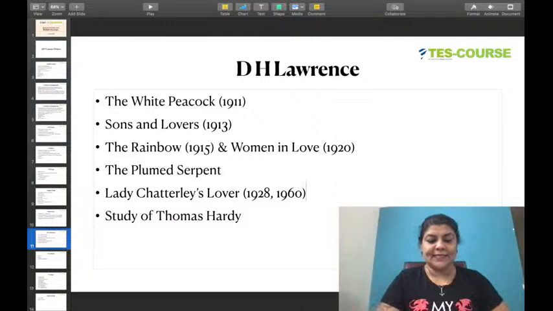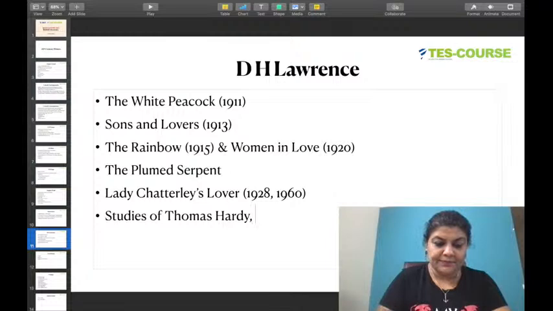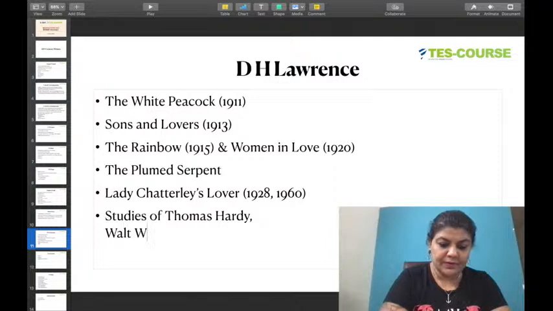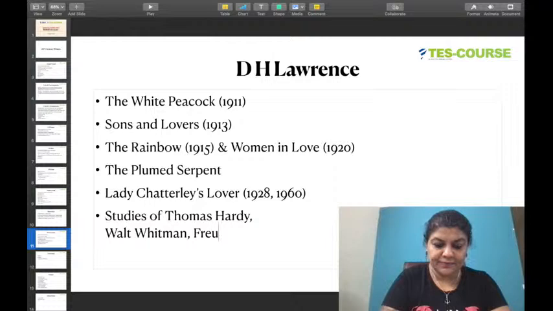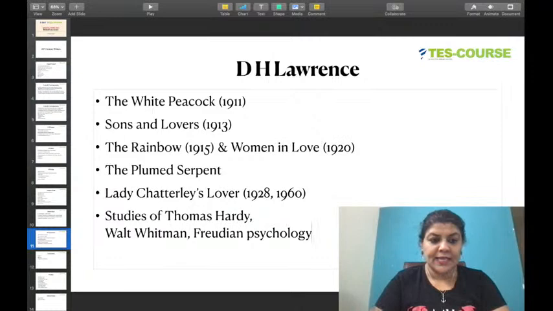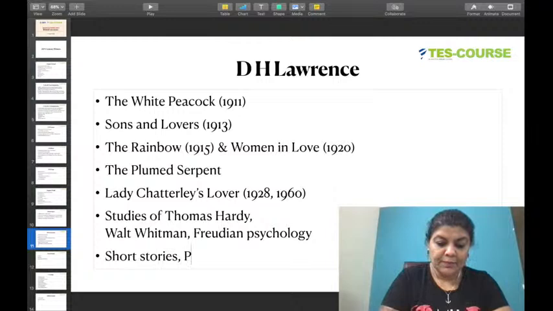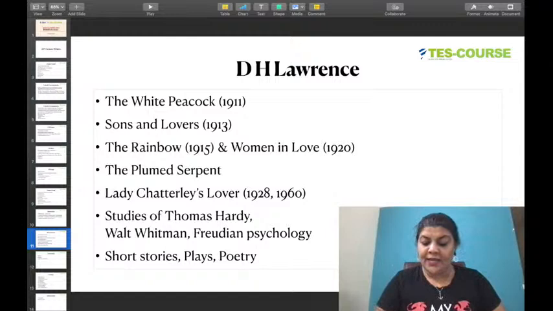He made studies of Thomas Hardy, then Walt Whitman, then Freudian psychology. These are all important works. And D.H. Lawrence wrote short stories, plays and poetry. All these he wrote. He was an amazing writer, but he died at the age of 44.